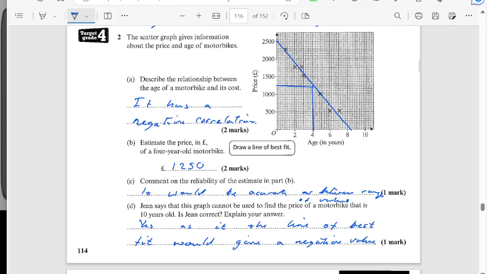Okay, there we go. So that is topic 115, or page 115, from the GCSE Higher Tier Revision Workbook for Edexcel. I hope you found that useful.